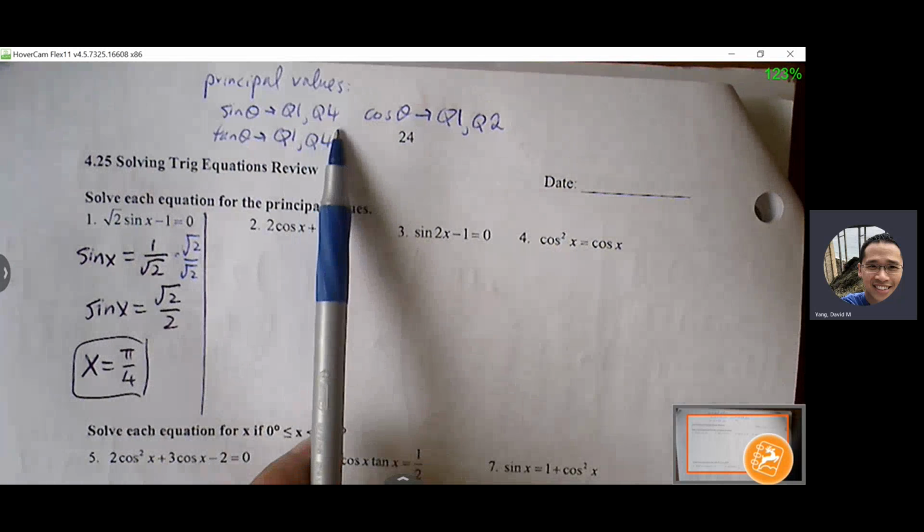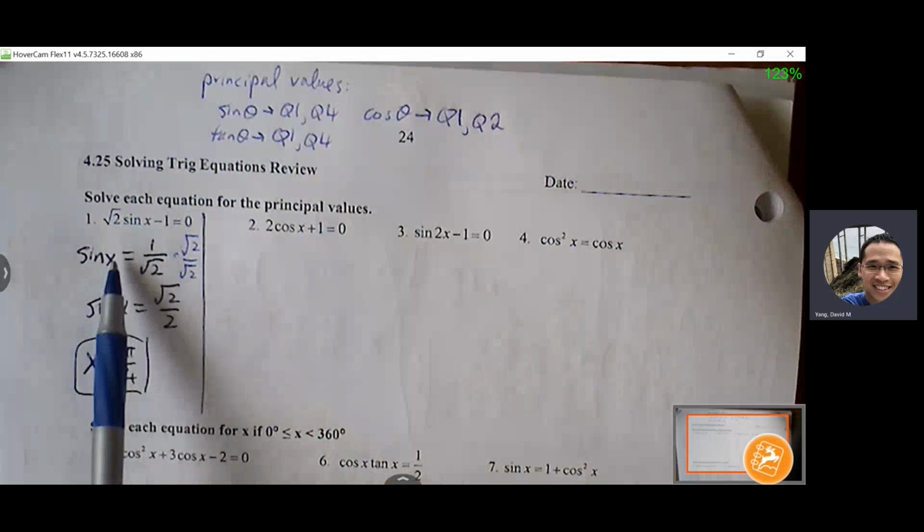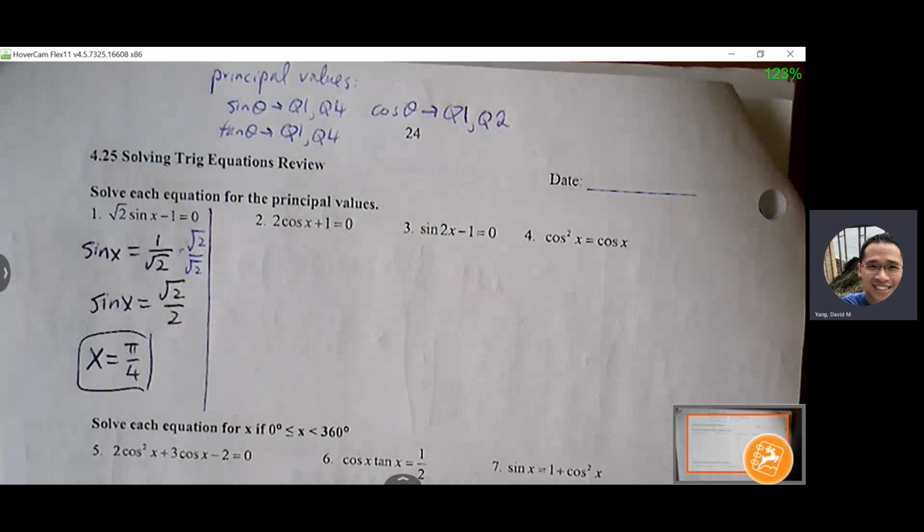That's right. We're only looking at first and fourth. We only look at fourth quadrant if we're dealing with a negative sine, right? But here, positive sine, we're choosing just between 1 and 4. Okay, or just 1. Okay, try number 2.